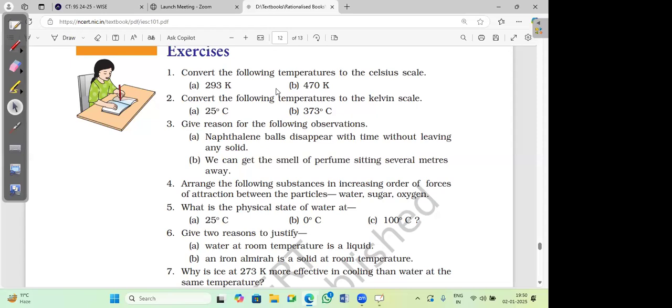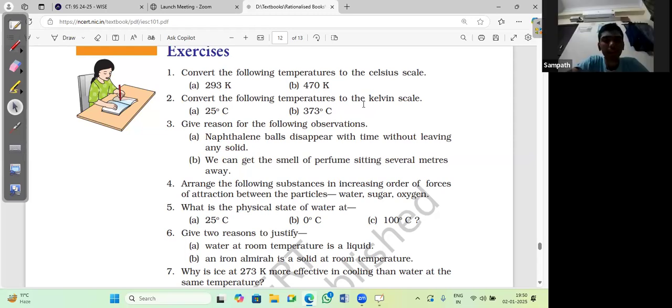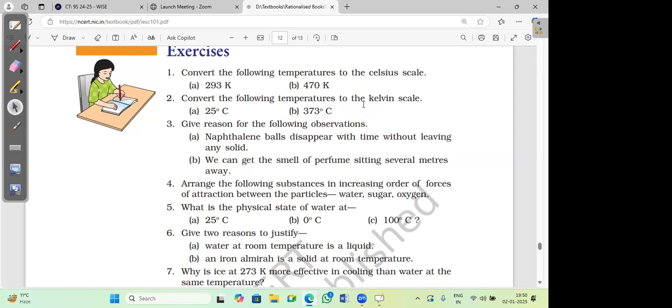470 Kelvin. So 197. Very good. You just need to subtract 273 everywhere. Okay. Convert the following temperature to Kelvin scale. So we have to add 273 and 25. So 298. I already did the first one, which is 298 Kelvin.